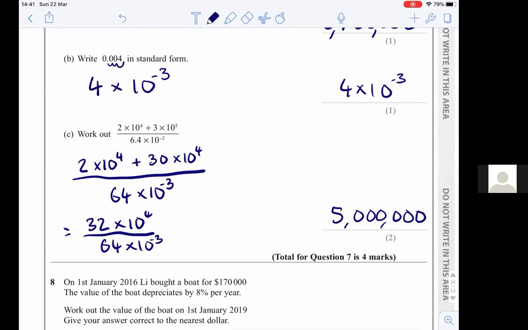Okay, so 32 divided by 64 is 0.5 times 10, and then we would subtract the powers. 4 minus minus 3 to the power of 7. So this is 5 times 10 to the power of 6 if we wanted it in standard form, but this is the same as 5 million. Again, as I said, with something like this, you can just type it in on your calculator.